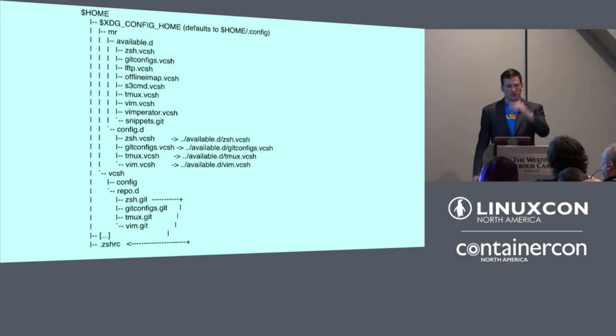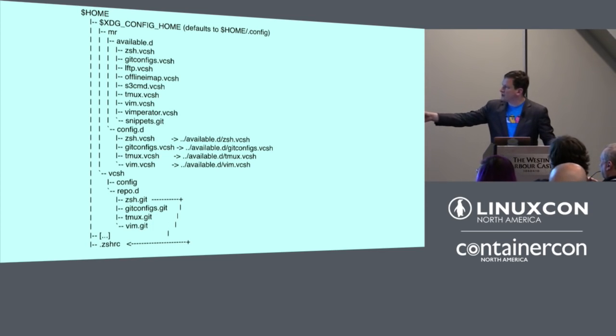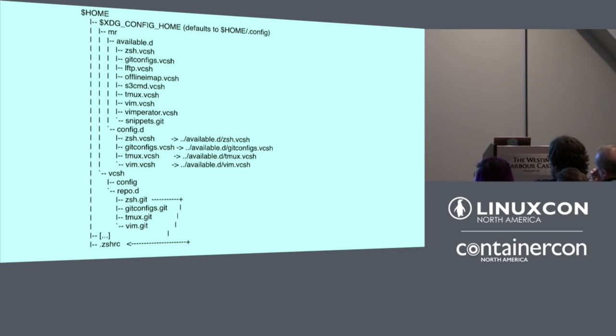All I have to do is just add or remove that symlink, and it winds up controlling what winds up being in there. The repository itself lives under the vcsh config repo.d directory for the box. So in this case, we have a zsh.git bare repository there that then in turn winds up having its files checked out into the parent. And I will have a link to this tool at the end.